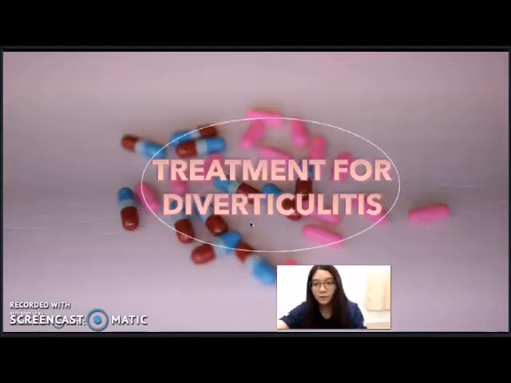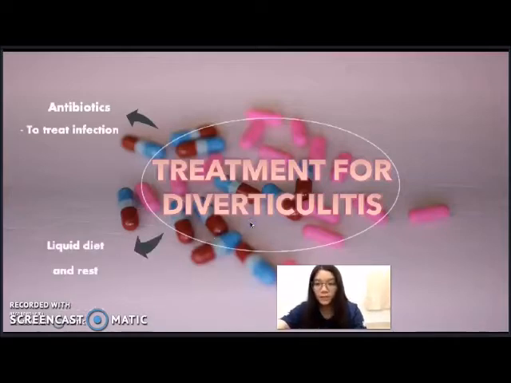Today, I will be presenting the treatment for diverticulitis. There are 4 types of treatments, and each treatment depends on the severity of the signs and symptoms. First of all is the antibiotic treatment with oral agents, for outpatients with milder diverticulitis, when the bulky pouches are small in the patient's digestive tract. Another treatment is a liquid diet and more rest.